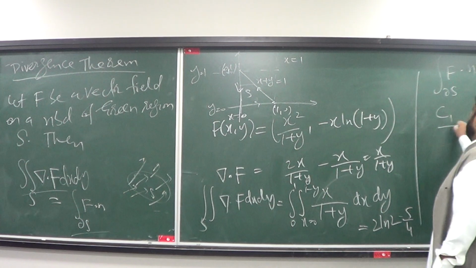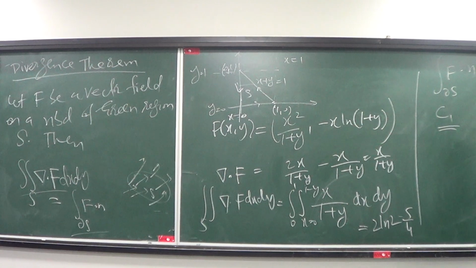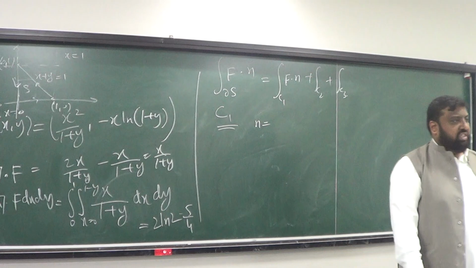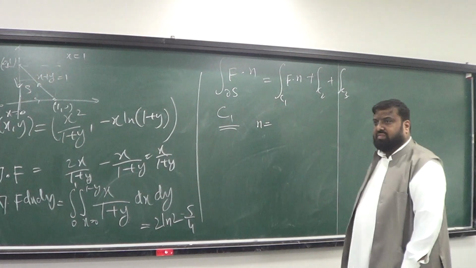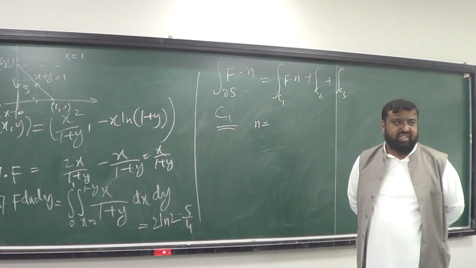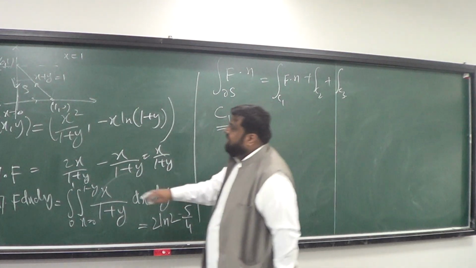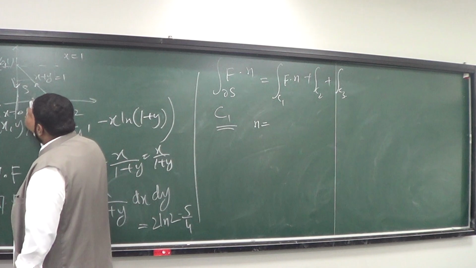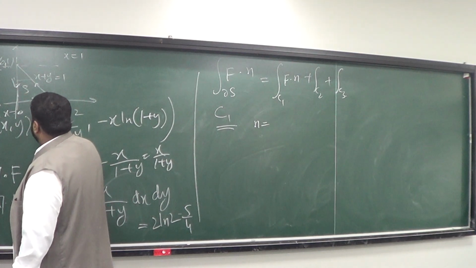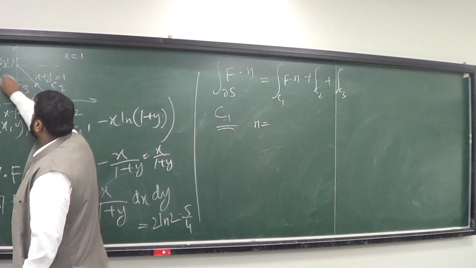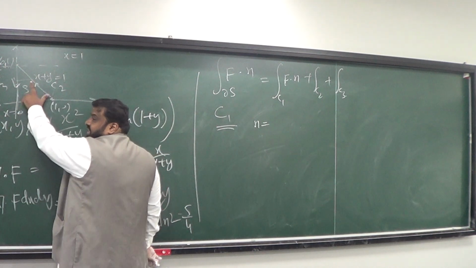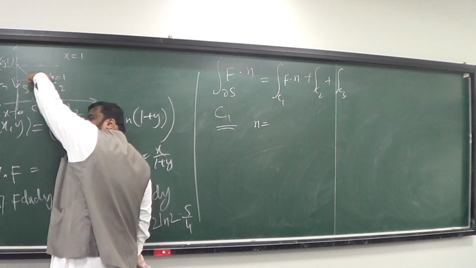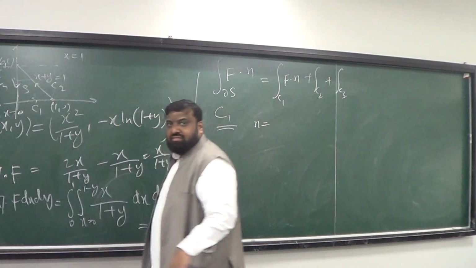So what would be C1? What is the outward normal direction in the case of C1? I don't need to calculate it. This direction would be, so that's the curve C1, C2 and say C3. So that's the normal inward direction. But we need the outward direction actually. So what should be n?